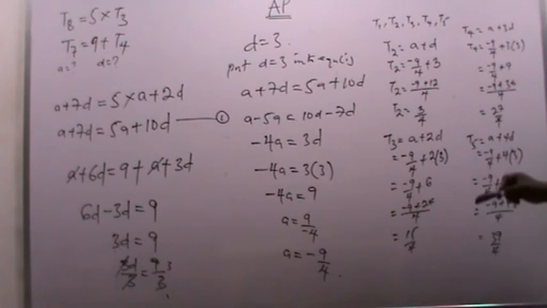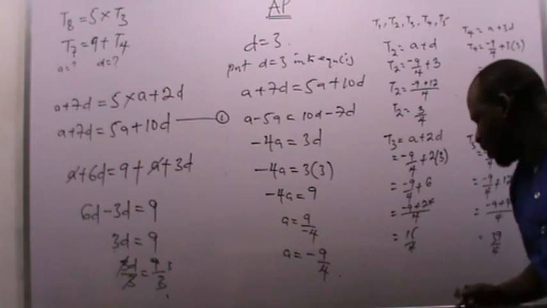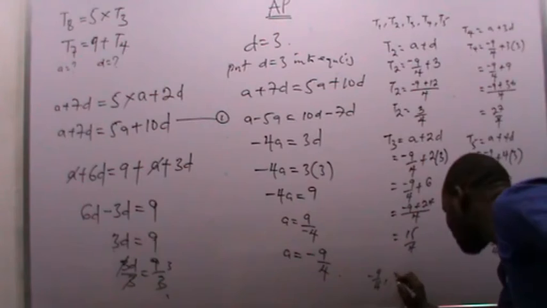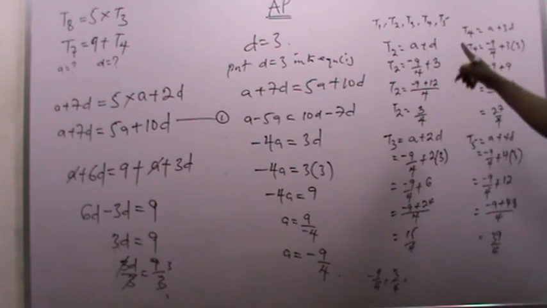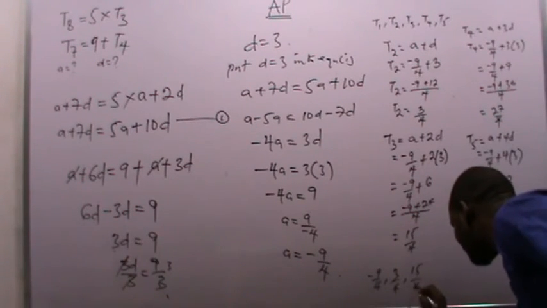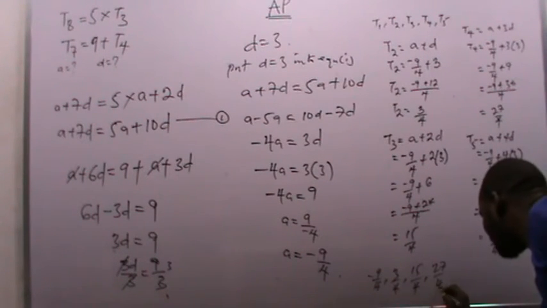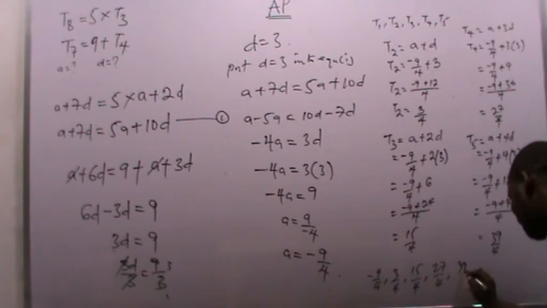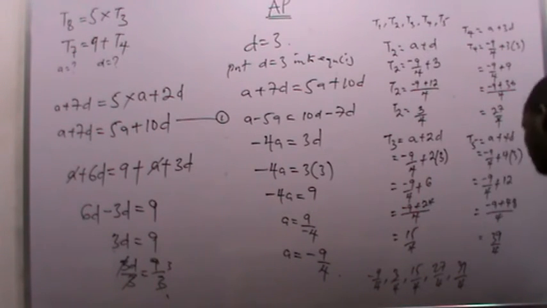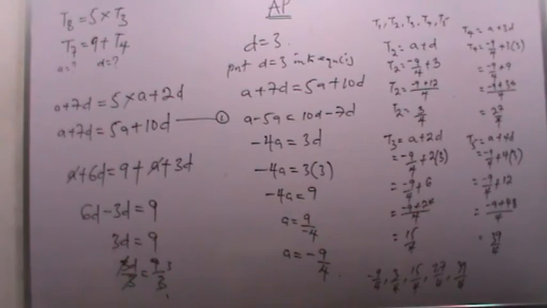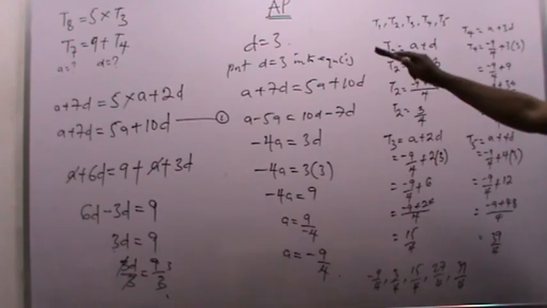So it means the first term is minus 9 over 4. The second term is 3 over 4. The third term is 15 over 4. The fourth term is 27 over 4. The fifth term is 39 over 4. That is the first 5 terms of this question.